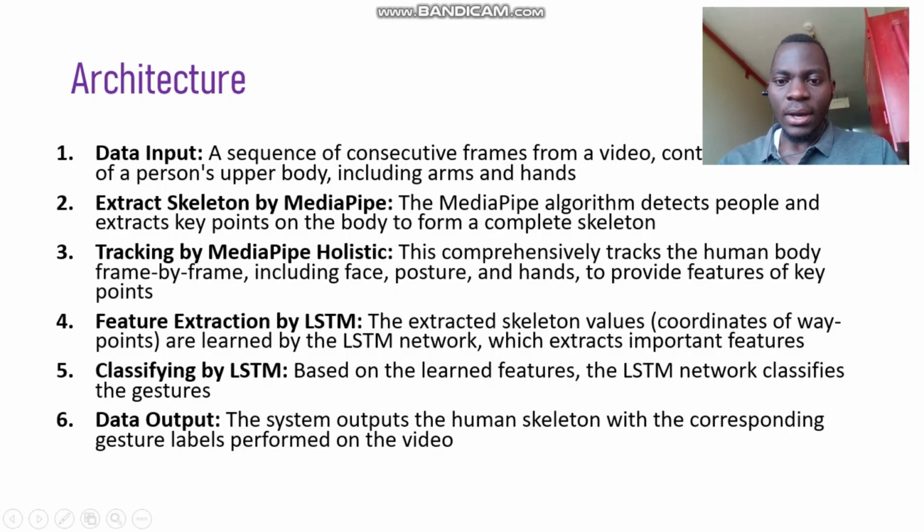Then feature extraction is done by LSTM. It gets this extracted skeleton from the body, and it has an LSTM network which extracts important features, and then still does the classifying by LSTM. Based on the learning of the features on the skeleton, which was the input, it classifies these gestures and then gives you the outputs from the human skeleton, and the corresponding gestures performed in the video.